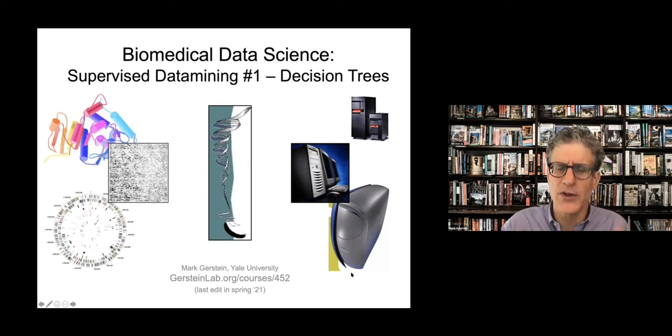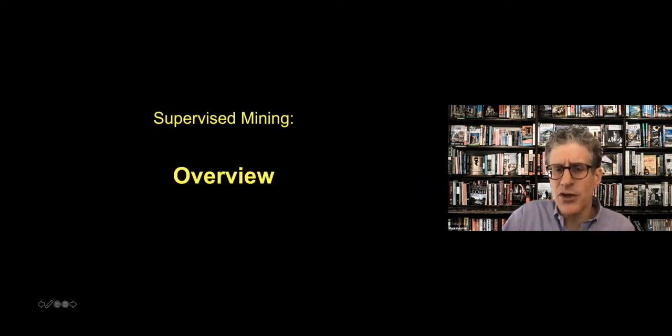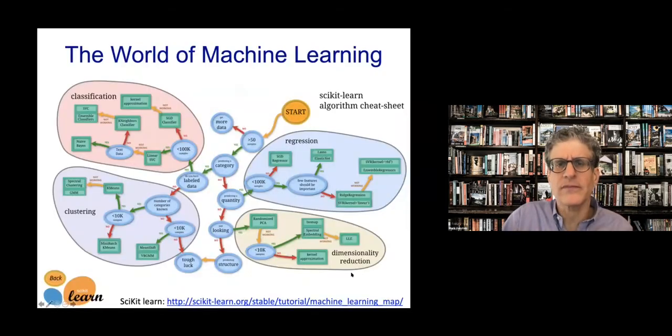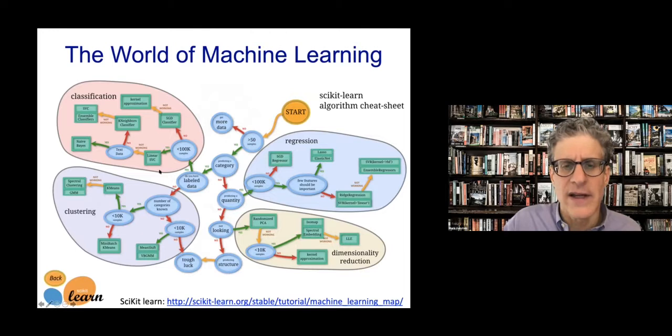First, we're going to talk about what's called supervised data mining, and then unsupervised. So I'm just going to start off with an overview of supervised mining. And this starts with this picture. I think it's a nice picture from the scikit site that gives you a decision tree of what type of data mining should I use?